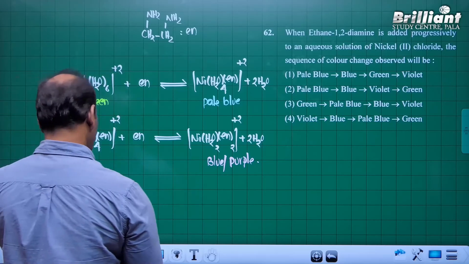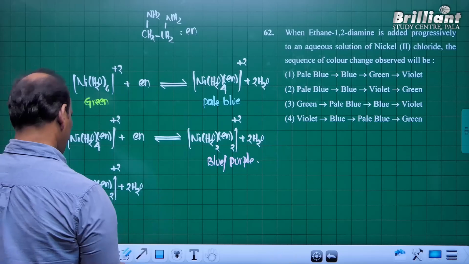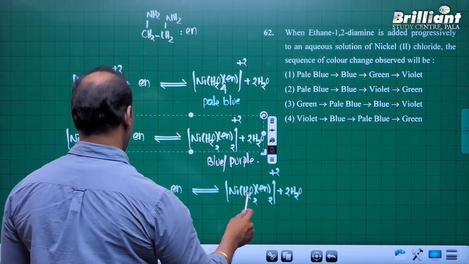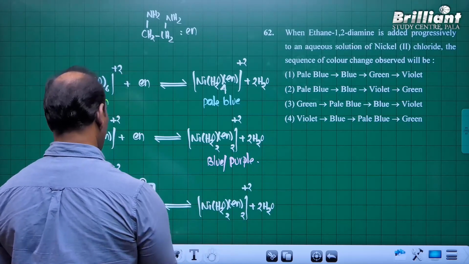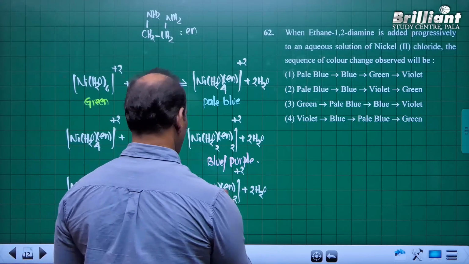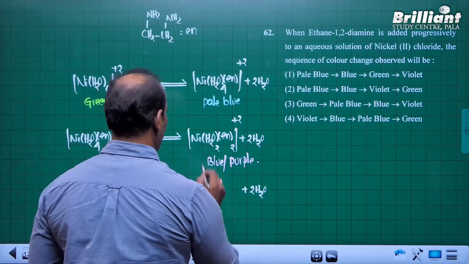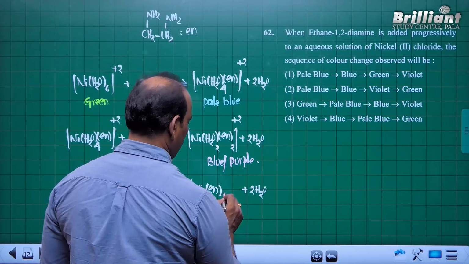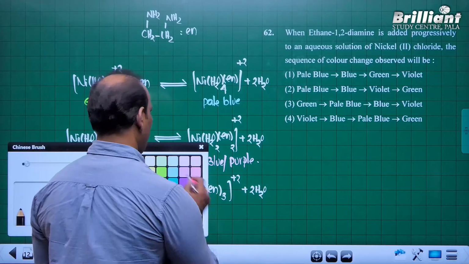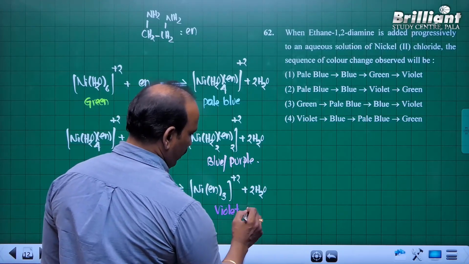Next one is Ni EN taken thrice, 2+. This is violet color.